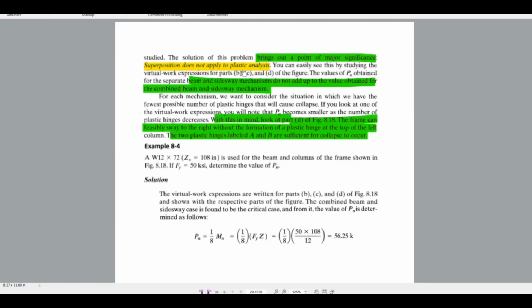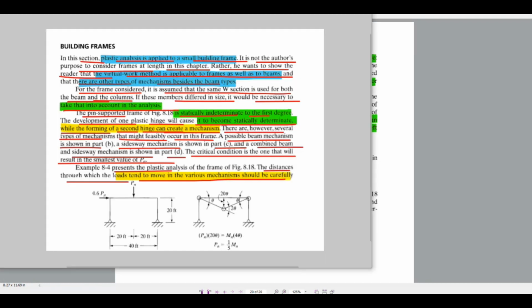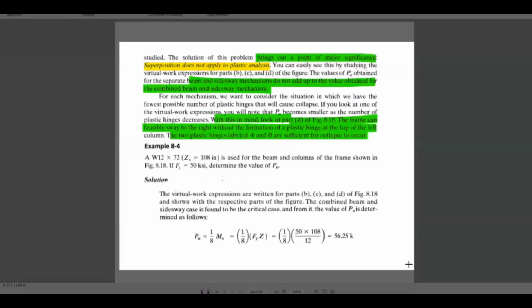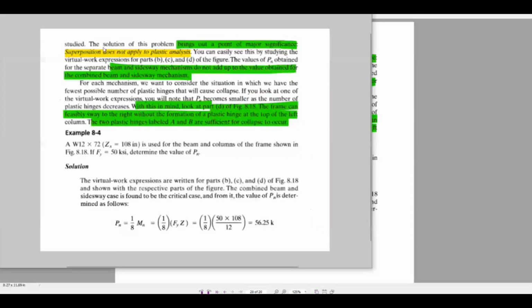Superposition does not apply to plastic analysis. This is a very important thing. Superposition does not apply to plastic analysis. This is the one we just wanted to understand. You can easily see this by studying the virtual work expressions in parts B, C, D. The values of Pn obtained for the separate beam and side sway mechanisms do not add up to the value obtained from the combined beam and side sway mechanism.